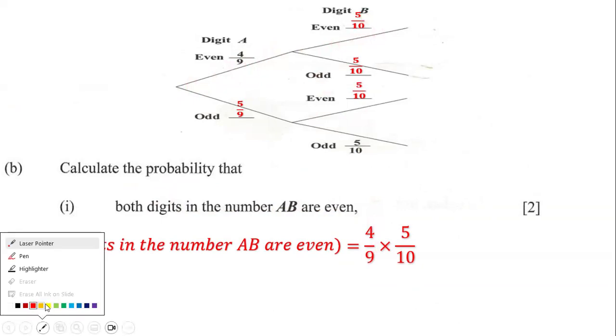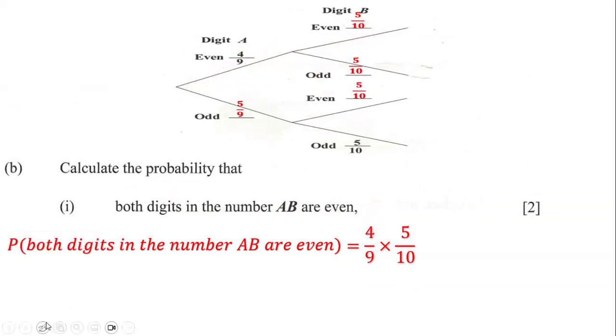So let me use a highlighter. We have that digit A is even. That's why we use 4 over 9. And then digit B is even. That's 5 over 10, right? We go in this direction. That's why we have 5 over 10 here.